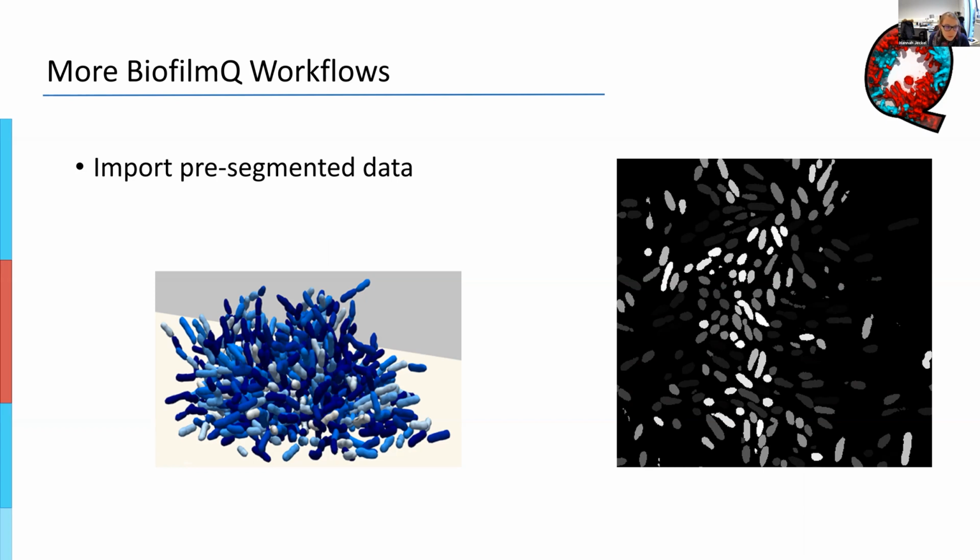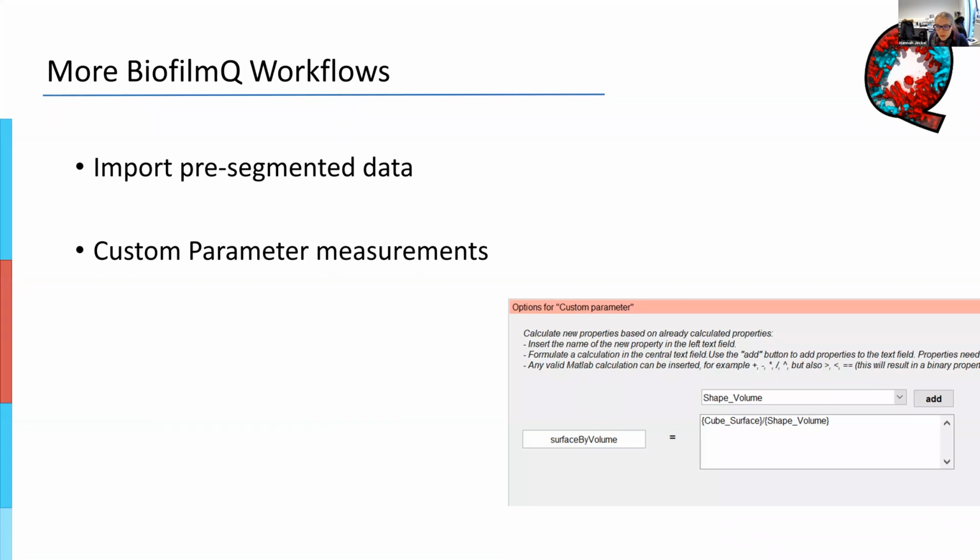The next thing I want to point out is just a few things that I have only briefly touched upon. So I have already shown you this custom parameter thing. I just wanted to bring it up again. This is a really powerful approach to define your own parameters if you find that BiofilmQ doesn't have the exact parameter that you need already implemented.